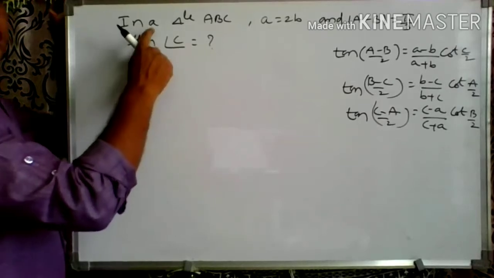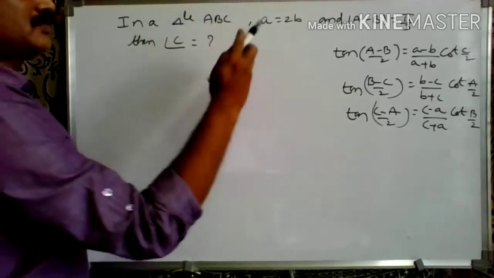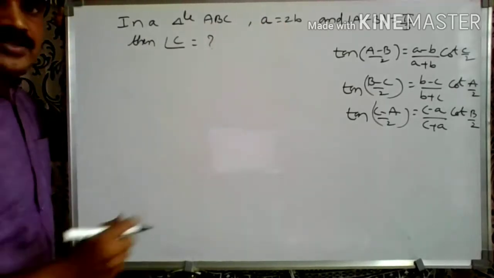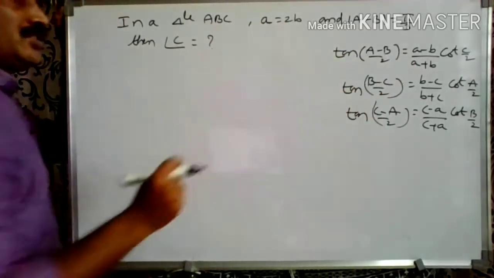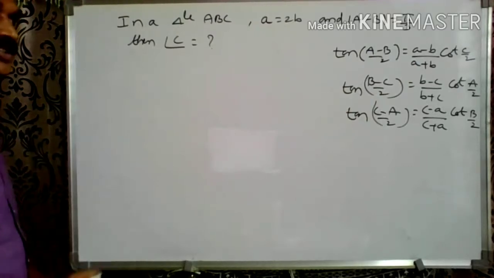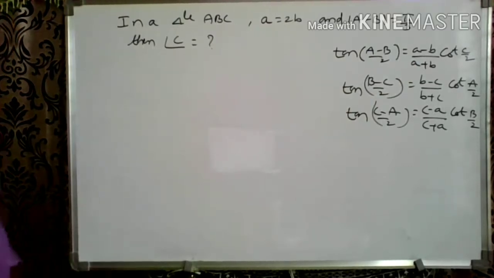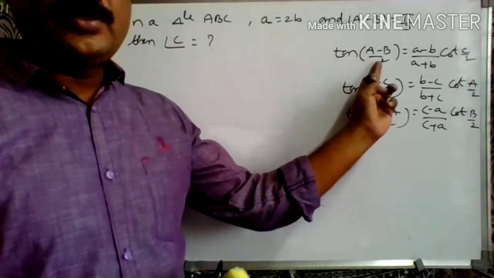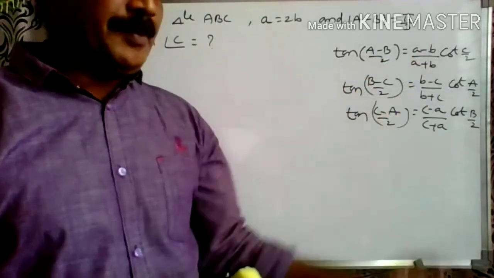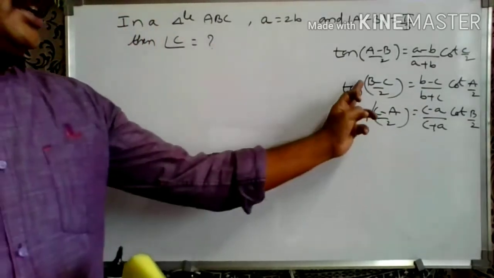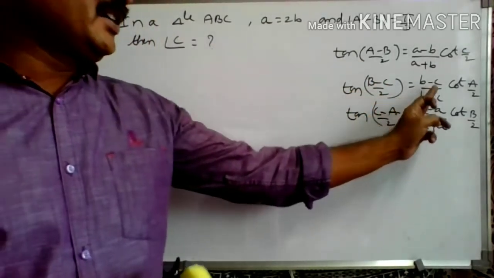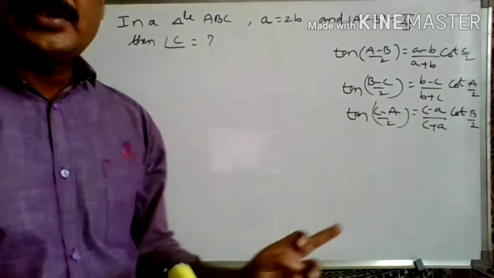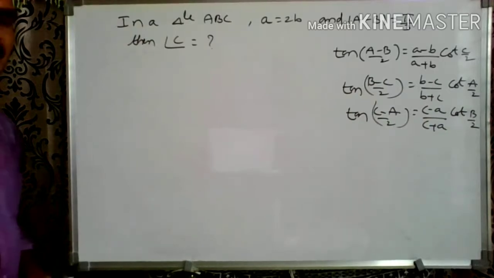Okay, students, next problem. In a triangle ABC, A is equal to 2B and mod of A minus B is equal to 60 degrees, then angle C is equal to? Students, in the properties of triangles, the tangent rule: tan of (A minus B) by 2 is equal to (A minus B) by (A plus B) into cot C by 2. Tan of (B minus C) by 2 is equal to (B minus C) by (B plus C) into cot A by 2. Tan of (C minus A) by 2 is equal to (C minus A) by (C plus A) into cot B by 2.